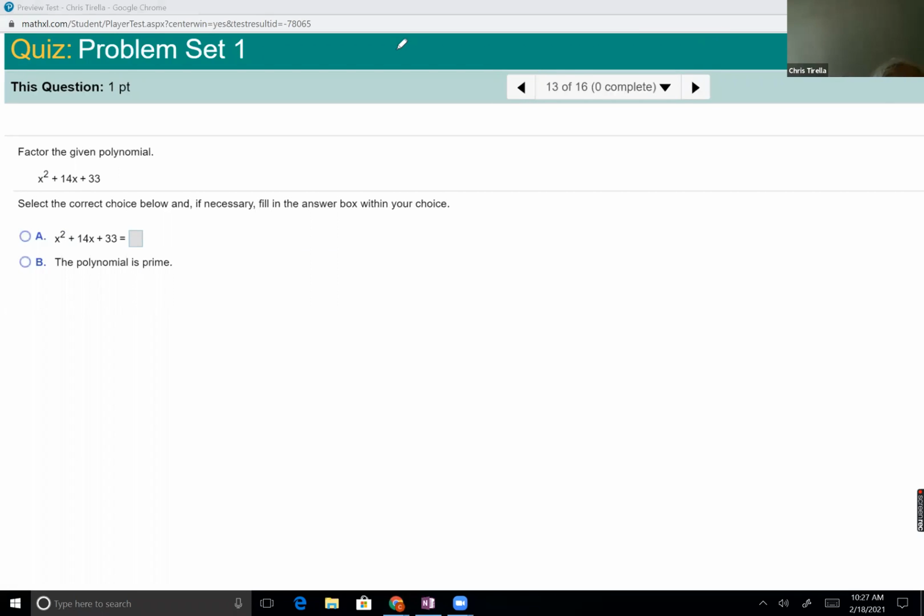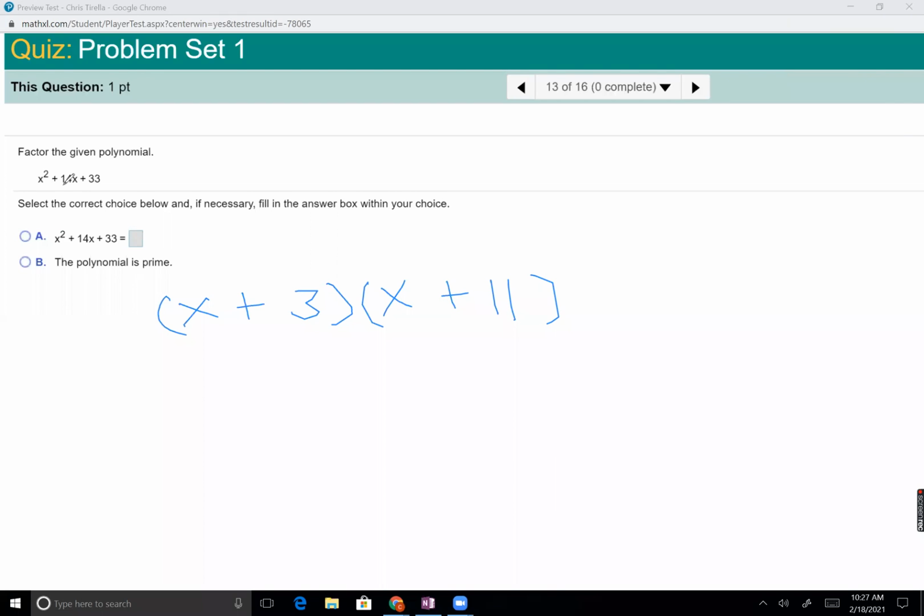Factoring this one, let's see, 33. Oh dear, what goes into 33? 3 and 11. And will 3 and 11 give me that 14 in the middle? Yes, bingo, we got it.